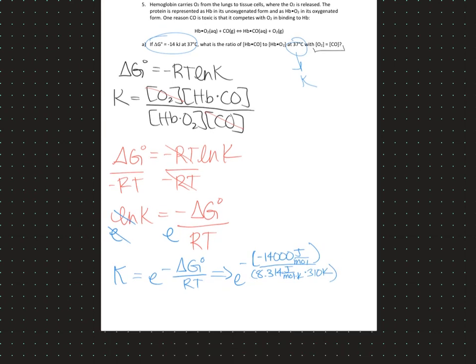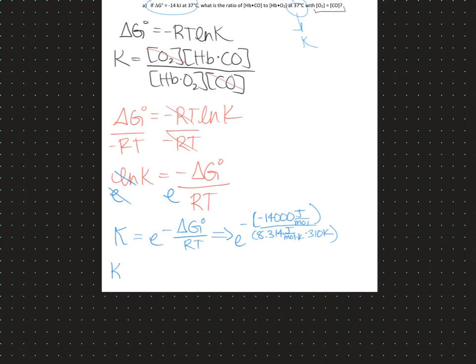Okay, so after I plug everything in, my final answer for K should be 2.29 times 10 squared, and this is equal to the ratio of hemoglobin carbon monoxide over hemoglobin O2, which is bad. When you have equal concentrations of oxygen and carbon monoxide, it means that the carbon monoxide oversaturates your hemoglobin and you get really no transfer of oxygen to your tissues.